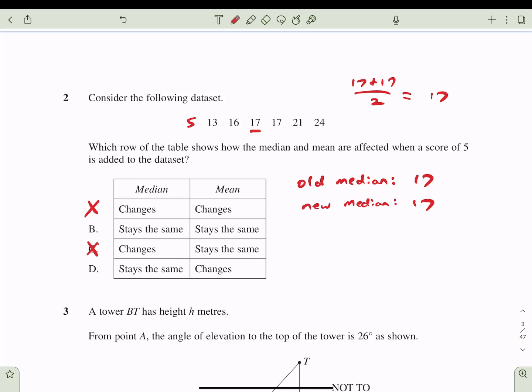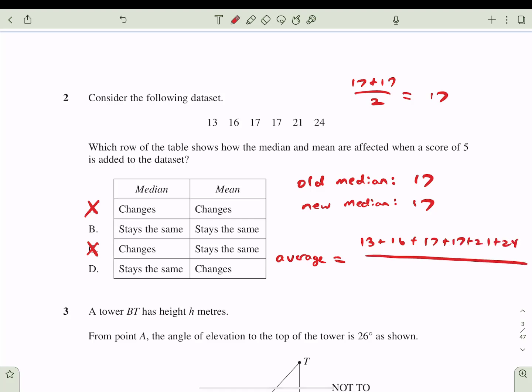Now, in regards to our mean, that is just another way of saying average. So what's my average? My average, or my mean, is equal to the sum of all my values: 13 plus 16, 17 plus 17, 21 plus 24, all over the number of data values. So that's 6. Now, since this is a multiple choice, we're not actually getting marked on working. So honestly, we don't have to calculate this equation. This is purely just for show.